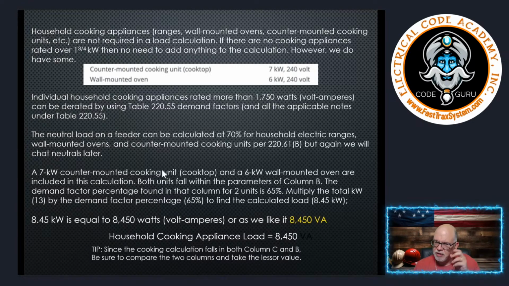All right, so let's go on and break these down. So we have household cooking appliances. One thing to remember, if there are no cooking appliances rated over 1 3/4 kW, then there is no need to add anything in the calculation. So if it's less than 1 3/4, then you're just basically taking it at its value.